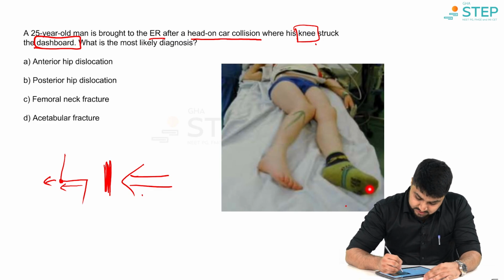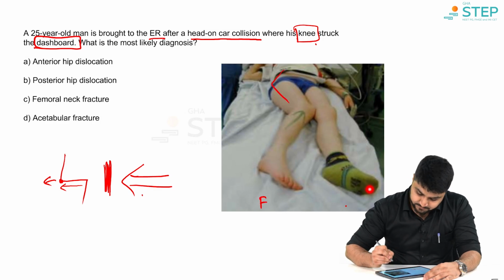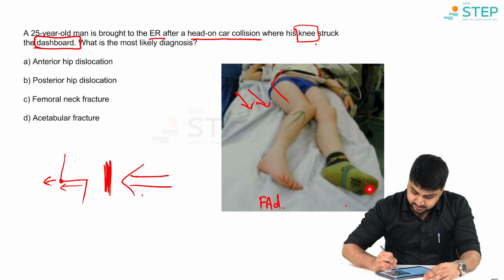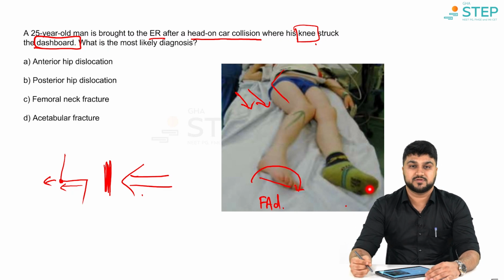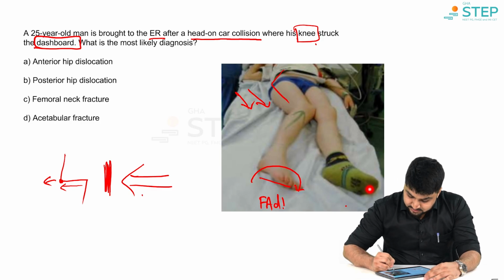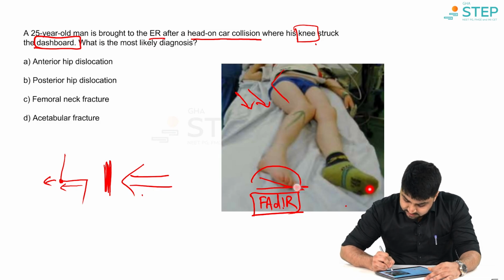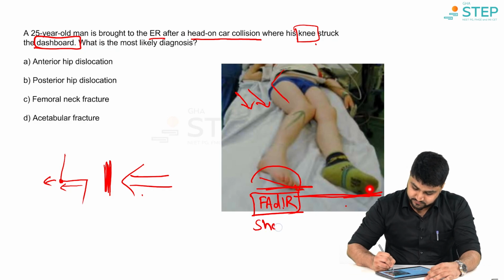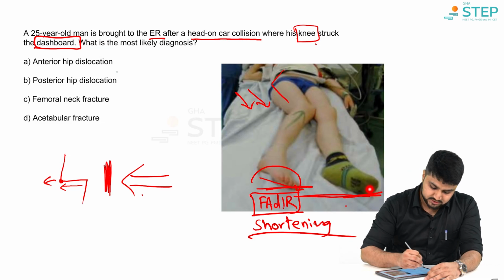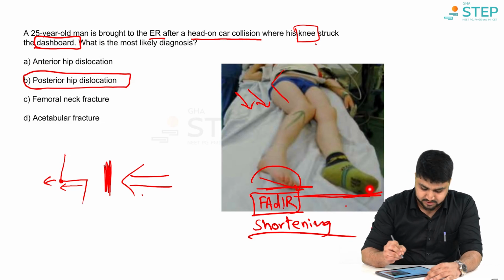So, in the image you can see that the hip is in flexion, the hip is adducted, and the hip is internally rotated, where you can see that the medial edge of the foot is touching the bed. So, this is a FADIR deformity, okay, and you can also see that there is some shortening as well. So, a FADIR deformity with shortening, your diagnosis is confirmed to be a posterior hip dislocation.